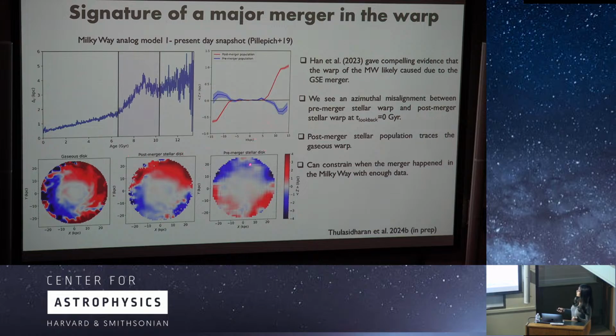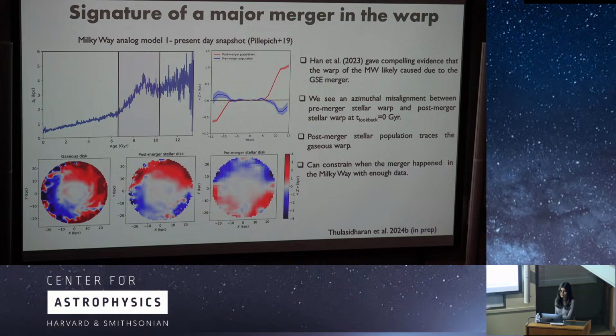You can also see this very clearly in the Y versus average C diagram, where the post-merger stellar warp and the pre-merger stellar warp are warped towards different directions. So given we have enough data of the stars in the Milky Way, this could potentially give another metric to identify when the major merger happened in the galaxy, provided the warp is formed due to a merger.